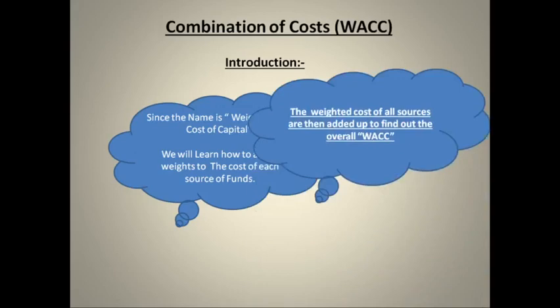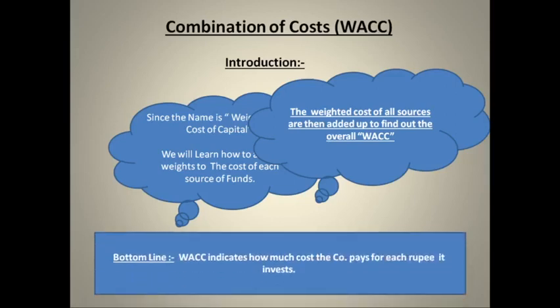So the weighted cost of all those sources will then be added up to find the overall weighted average cost of capital. We'll be learning how to find the weighted average cost of capital as and when we solve the sums. The bottom line to remember is that WACC, the weighted average cost of capital, indicates how much cost a company is bearing for each rupee that it invests.